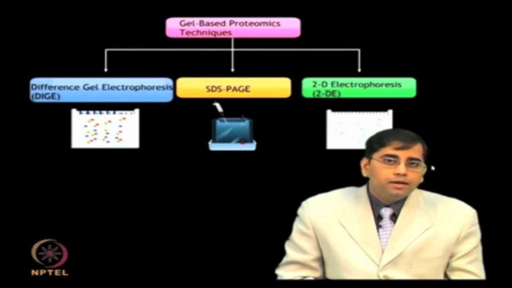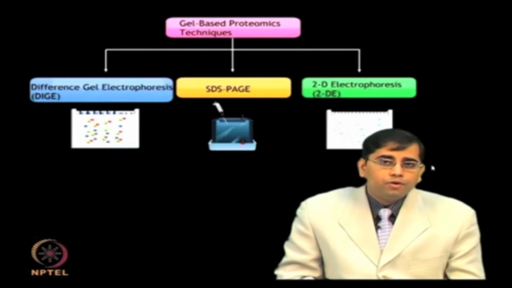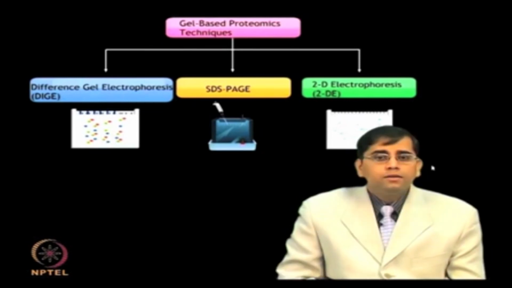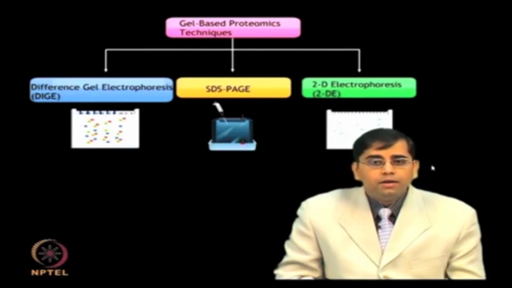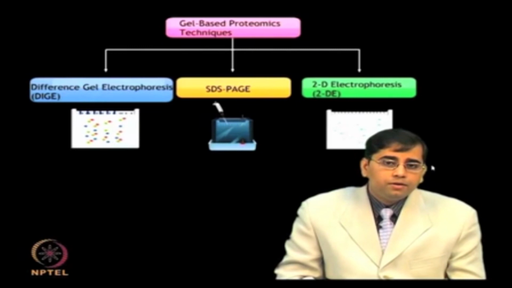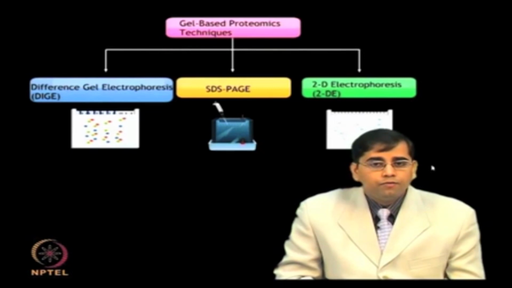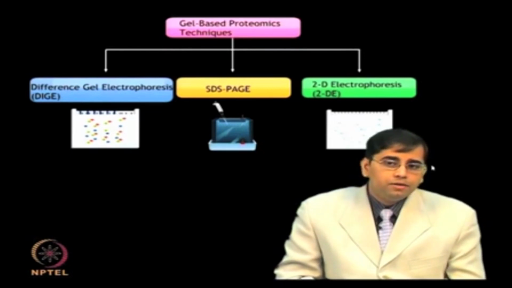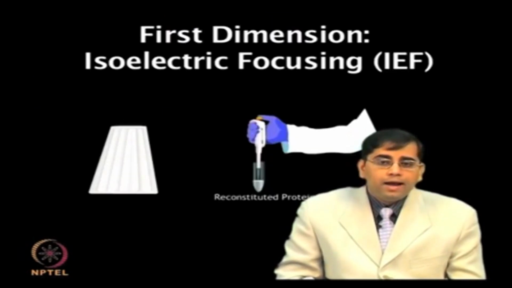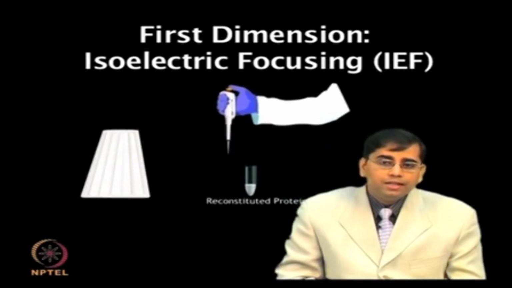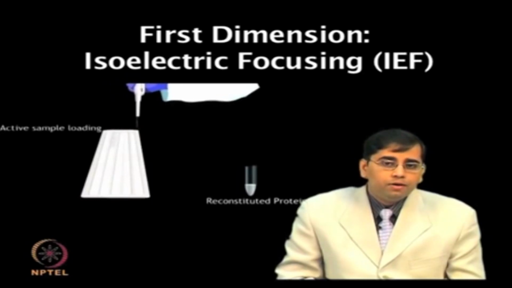2DE or DIGE in combination with mass spectrometry has been the standard technique for proteome analysis. The two-dimensional electrophoresis involves protein separation on a pH gradient based on their isoelectric point using isoelectric focusing, followed by separation in second dimension using SDS-PAGE. To perform 2DE, add the reconstituted protein sample to the rehydration tray and place the IPG strip for rehydration.